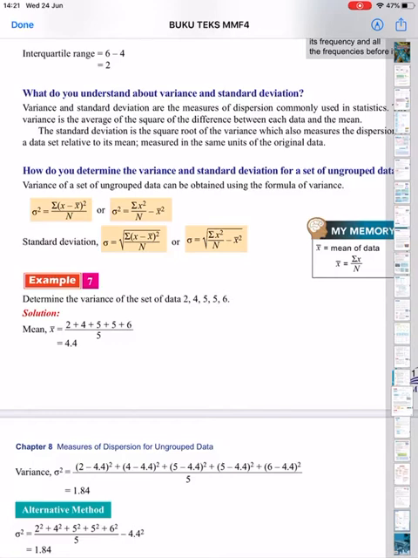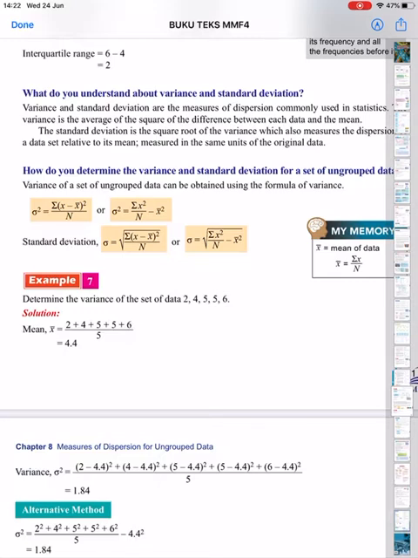Variance and standard deviation are parts of measures of dispersion. We have learned about the range and the interquartile range. Variance is the average of the square of the difference between each data and the mean. The standard deviation is the square root of the variance.